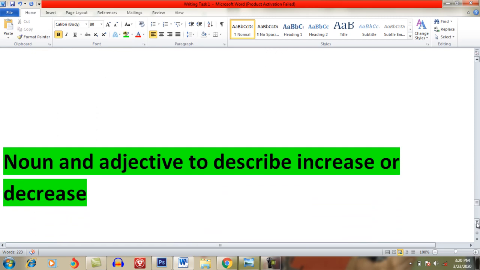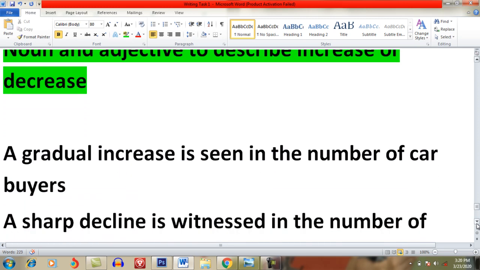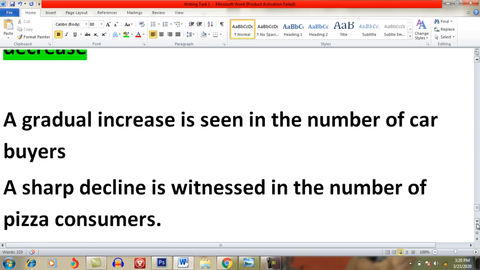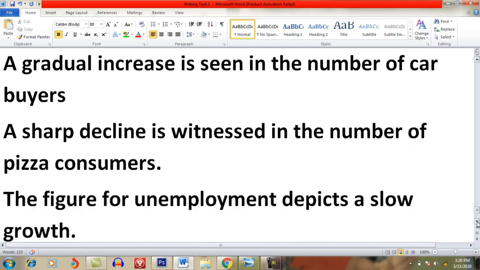Now adjectives to describe increase or decrease trends. Like this: a gradual increase is seen in the number of car buyers during 2020 or 2019. It's up to the situation whether you are talking about present or past. So you can use an adjective and noun in that case. A sharp decline is witnessed in the number of pizzas consumed over the last few decades. The figure for unemployment depicts a slow growth.